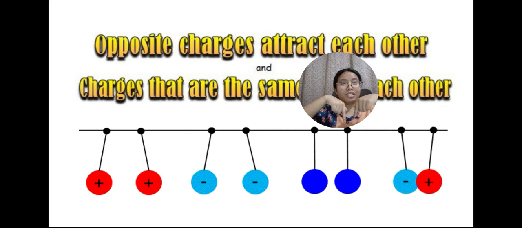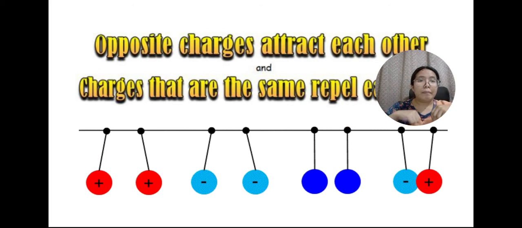Kasi wala naman silang charge, wala silang kuryente. So, wala lang silang nararamdaman. Pero, tingnan nyo to. Si negative at saka si positive, magkaiba sila ng charge. Kaya, na-attract sila or nagdikit sila.